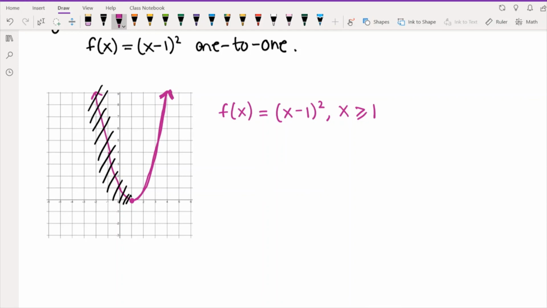Because now this function actually is one-to-one, right? It passes the horizontal line test. And so we'll come back to this example in the next video to see what the formula for its inverse function is. But I just wanted to show you that even if your function's not one-to-one to begin with, sometimes you can still come up with an inverse function. You just have to add this kind of domain restriction.